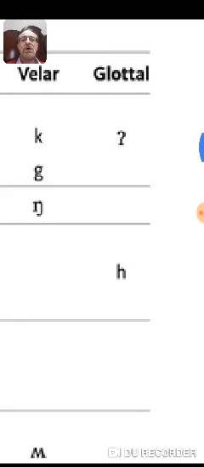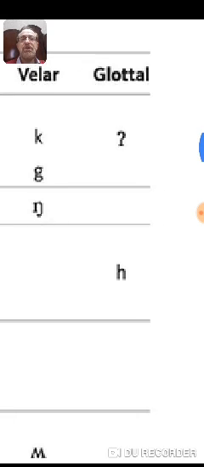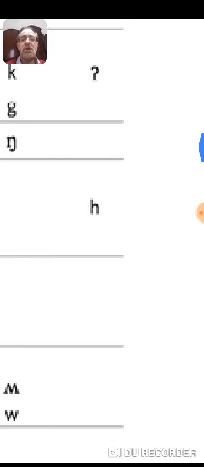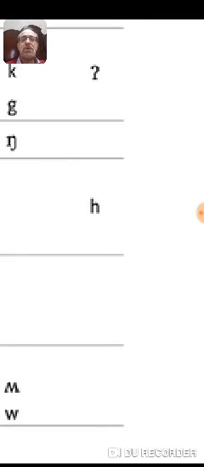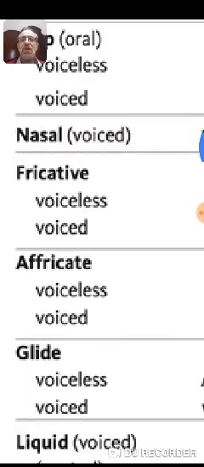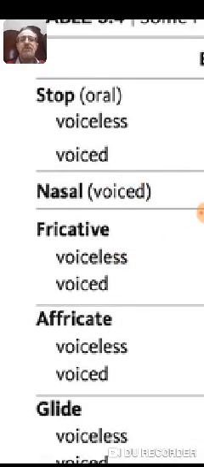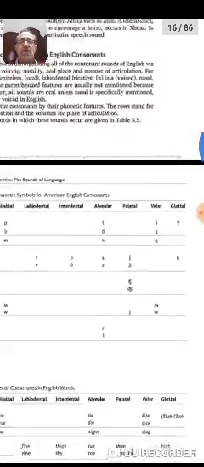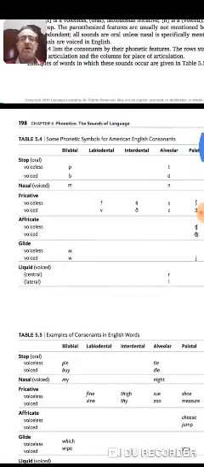And the last one is the glottal, which are glottal stops and glottal fricatives. The first one is glottal stop. The second one below it here is the glottal fricative. Let us see where glottal stops and glottal fricatives are, as you see. Okay. So it is something like this.